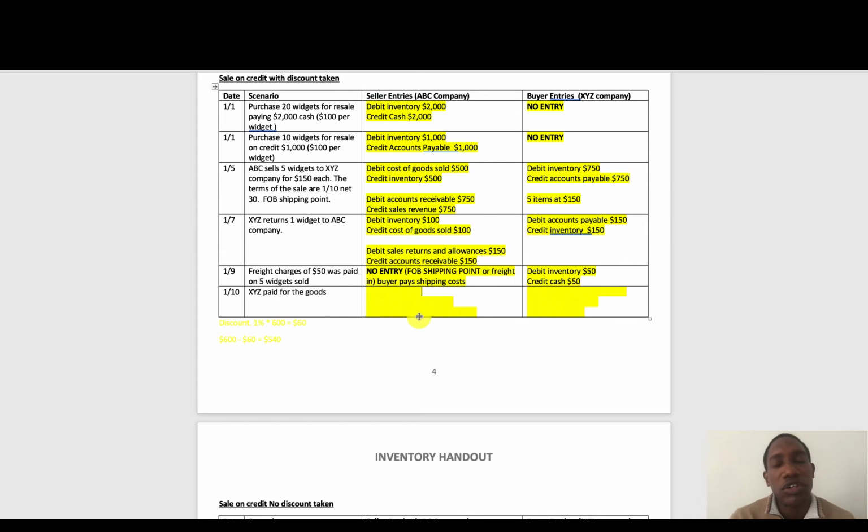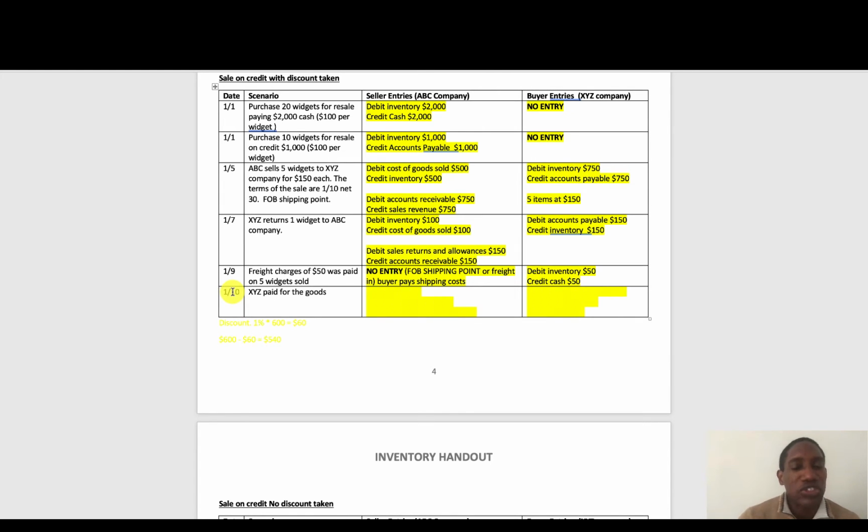So the first thing you need to figure out is, do they get the discount? And we already did that. Yes, they do, right? On the 5th, you had terms. The sale was made on the 5th. The terms were 1% discount if they paid within 10 days. Well, 10 days from the 5th is the 15th. You pay before the 15th, you get the discount. All right, so the discount is taken.